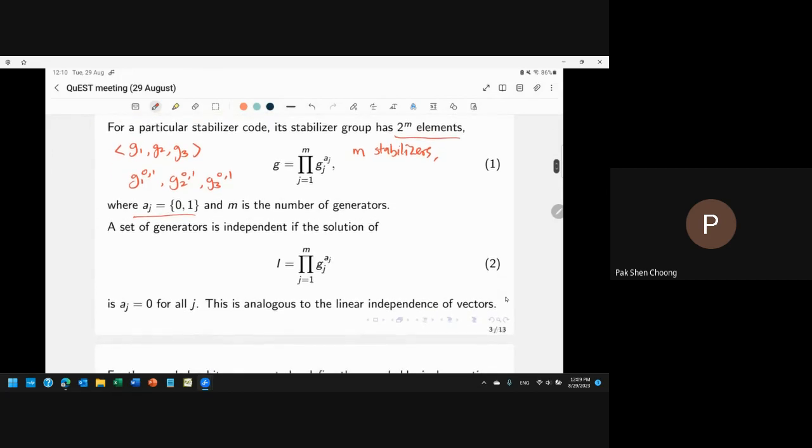So if we have some identity matrix, and we want equation 2 to be established, then your Aj has to be 0. This condition is similar to when we define the linear independence of vectors. We say that if we have this kind of equation, and the basis vectors are linearly independent, then it has to be equal to 0. So this is analogous to that idea.